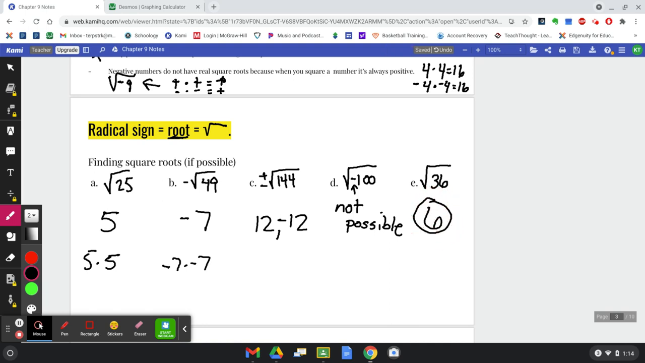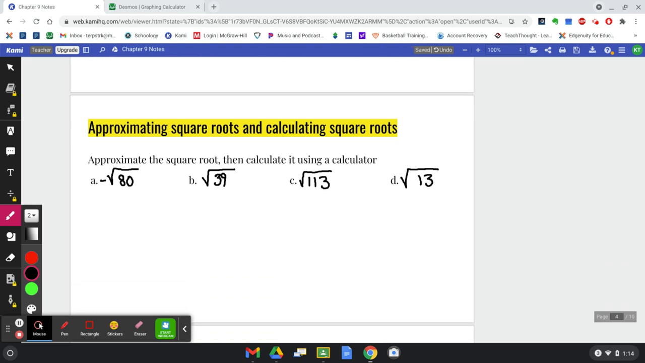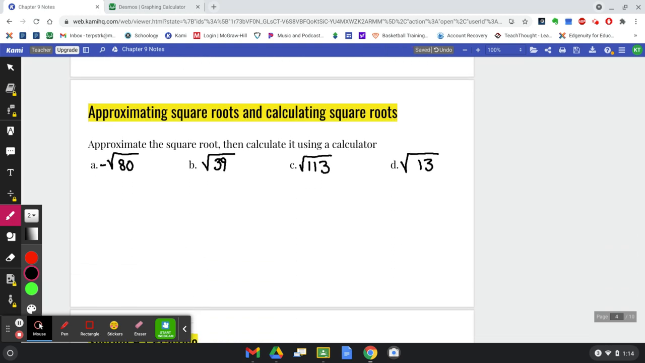All right, those are fairly straightforward with the perfect squares. Now let's look at a few examples that are not perfect squares. We want to do two things. We want to be able to approximate, and like I said, we use perfect roots to approximate. And then we're going to use a calculator, so it's important to be able to find that button on your calculator. But you should know approximately what it is.